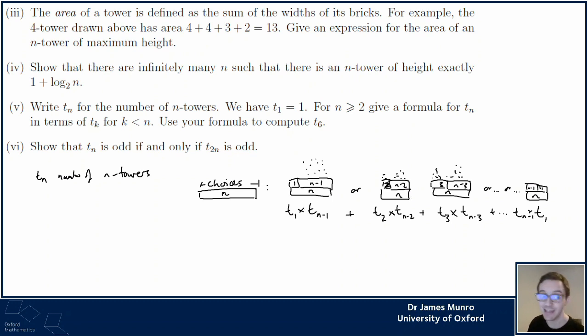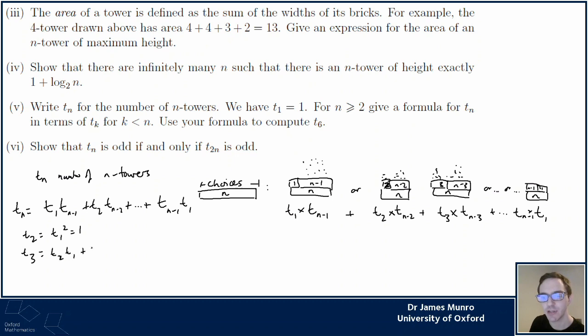Okay, so I've got a big sum, adding together lots of products of things. Lots of cases. In each separate case I've got independent choices. I'm going to add those up for all my different cases. Okay, my formula is tn is t1 tn minus 1 plus t2 tn minus 2 plus dot dot dot plus tn minus 1 t1. Okay, use my formula to calculate t6 is the question. So we know t1 is 1, t2 is going to be t1 squared, which is also 1, t3 is going to be t2 t1 plus t1 t2, which is 1 plus 1. 1 plus 1 is 2, welcome to the Matt live stream.